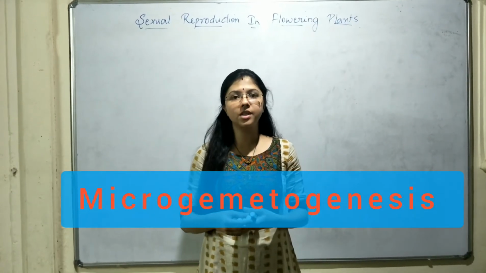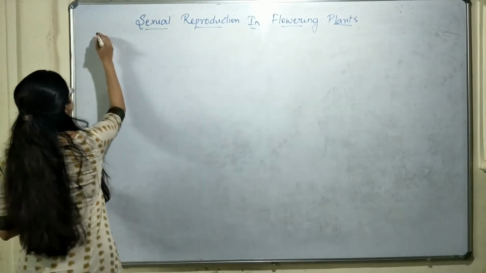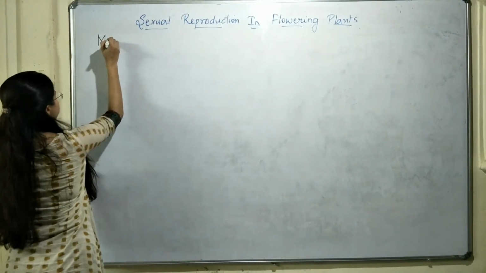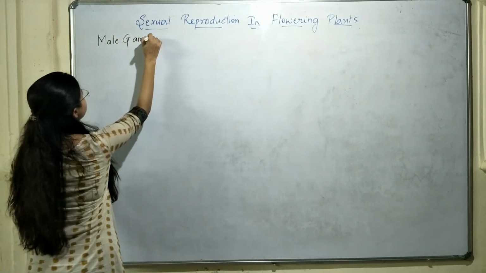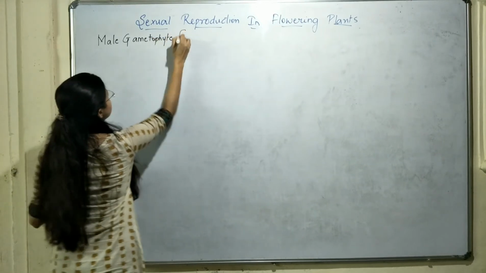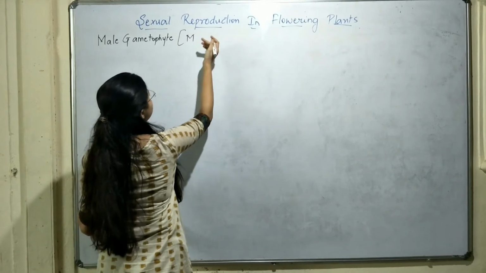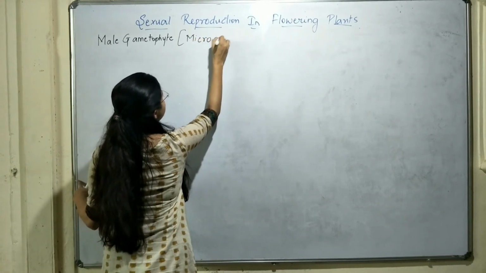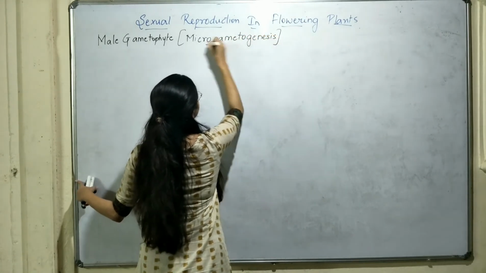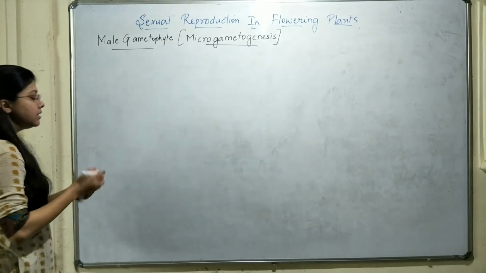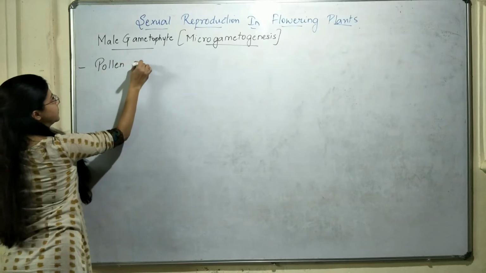Study about the next process that is called microgametogenesis. That is the development of the male gametophyte. The process of development of the male gametophyte or the pollen grain can also be called microgametogenesis. Now, the male gametophyte is represented as the pollen grain.